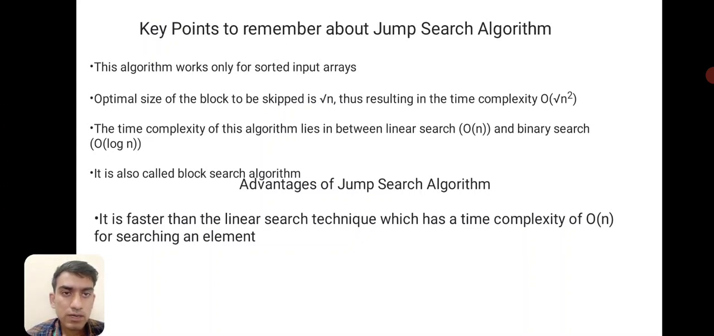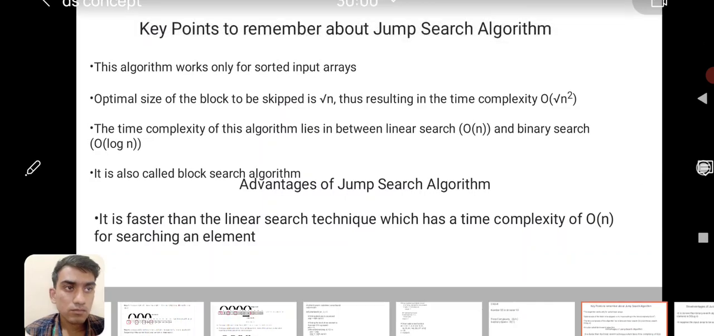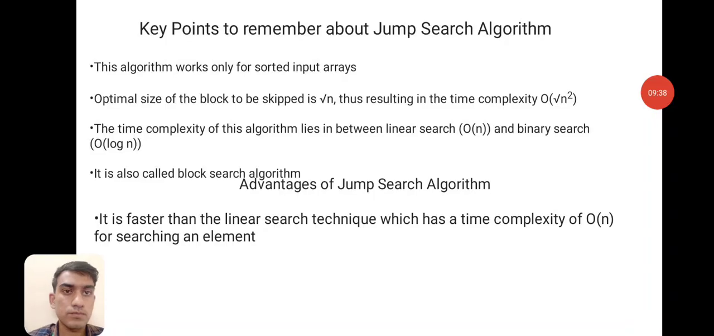So let us see some advantages of the search algorithm. So we saw the key points to remember, like this algorithm works only for sorted arrays, the optimal size of the block to be skipped is root n, and the time complexity of this algorithm lies between linear search and binary search. So it is also called block search. Now we'll see some advantages.